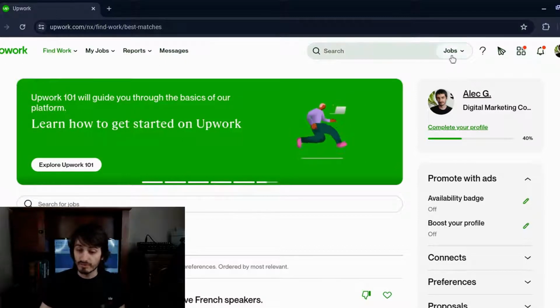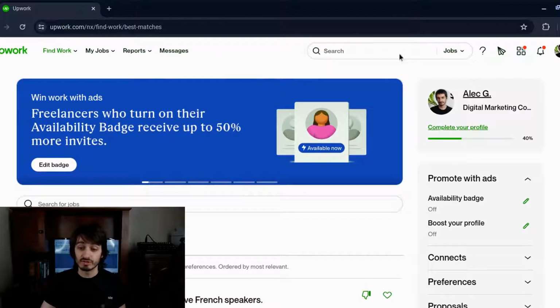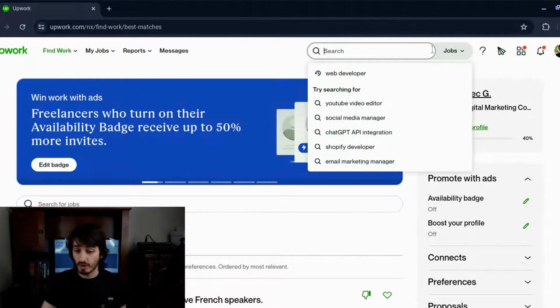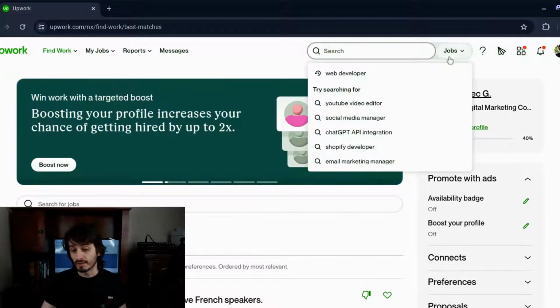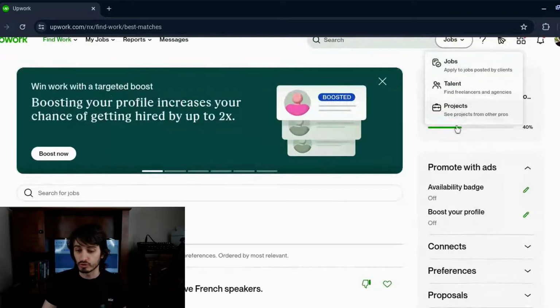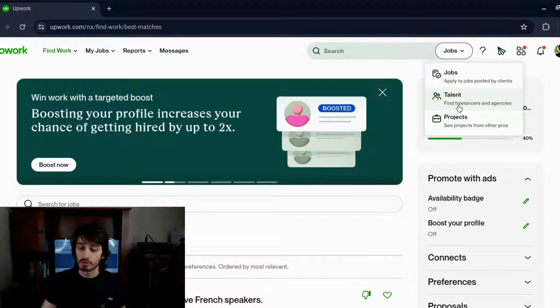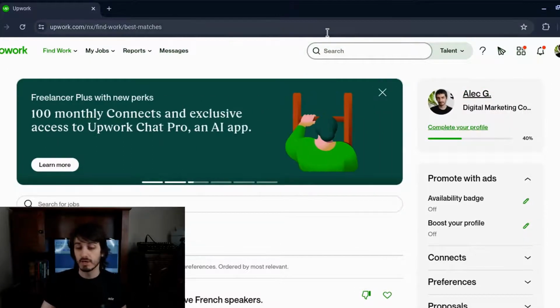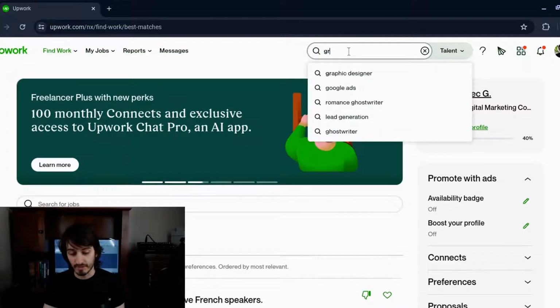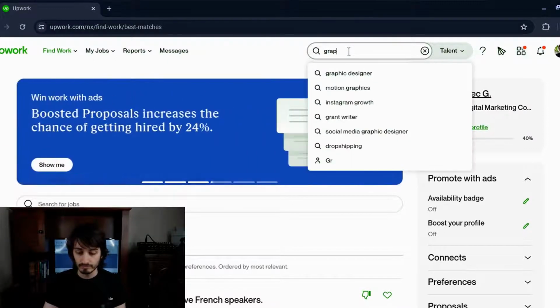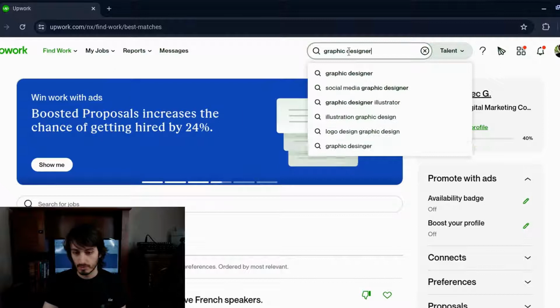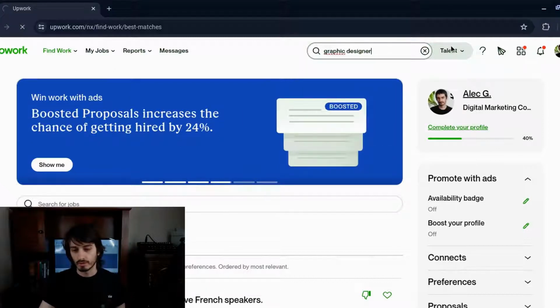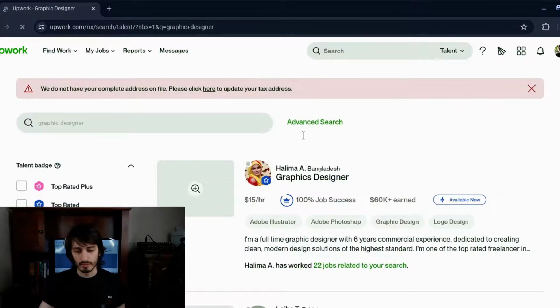So the way we find other profiles to look at on Upwork is you see at the top, the search bar here, right at the right of it, there's this drop down menu where we can choose what to search for. So we're going to choose to search for talent. This way we're going to see other freelancers' profiles. So what we're going to write is graphic designer. And there we go. All right.